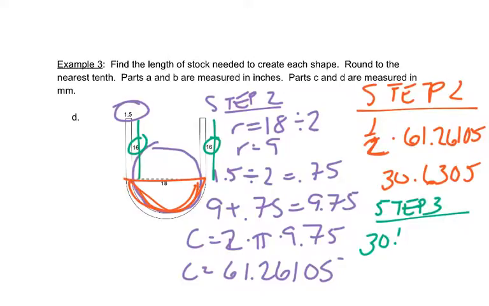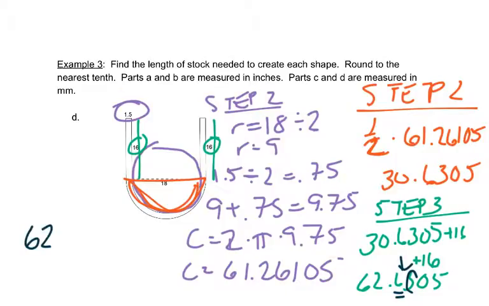Now the last step, step 3, is that we want to add these straight pieces on to that 30. So we have 30.6305 plus 16 plus 16. And that gives us 62.6305. Final step is to look at our place value to round. We went to the nearest tenth. The 3 after us tells us to stay the same. So our final answer here would be 62.6 millimeters.